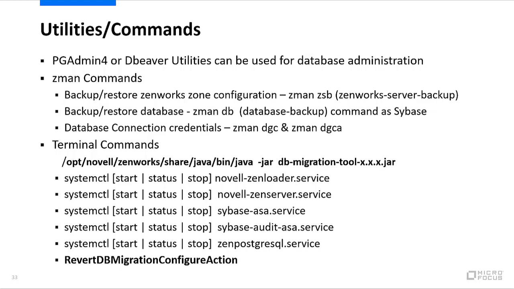Terminal commands. So on the terminal, you can run the Java command with the DB migration tool. There's some systemctl commands to start and stop and check status of things like the Zen loader, the Zen server, Sybase, Sybase audit, and then the Zen PostgreSQL service. And then the Novell ZENworks configure -c revert DB migration configure action command if you are reverting. Check the documentation for those details. We'll cover it in just a little bit in this presentation.